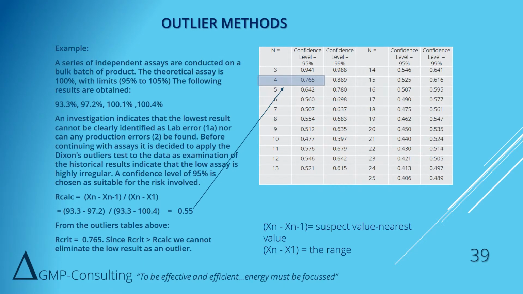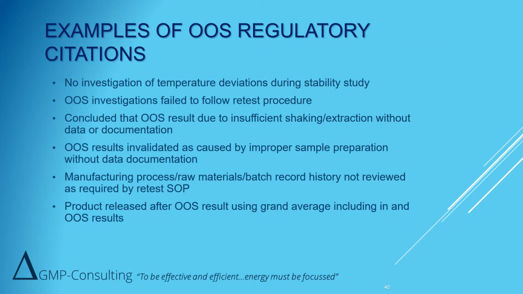So here are some examples of the kind of citations you get for OOS, and if you read them you'll note that a few of them actually relate to not using your procedure properly. So the last one, releasing after OOS using a grand average, including in spec and out of spec results. You can't average them. The prior one, not reviewing all the batch records properly the way you're supposed to. So it's not just having an out of spec SOP, it's making sure you follow it in exactly the sequence that you say you are.